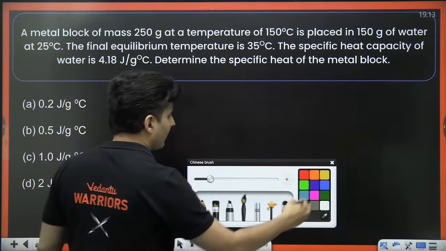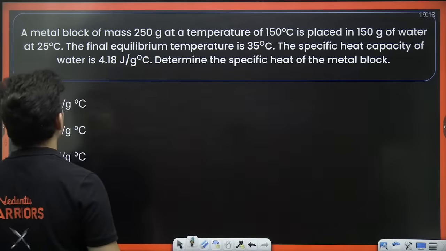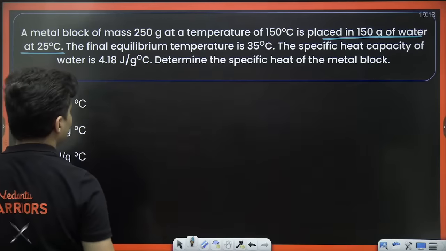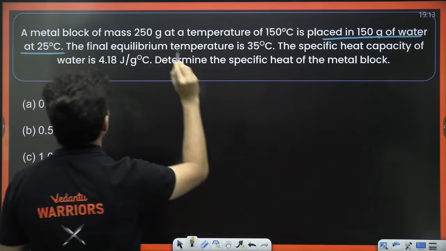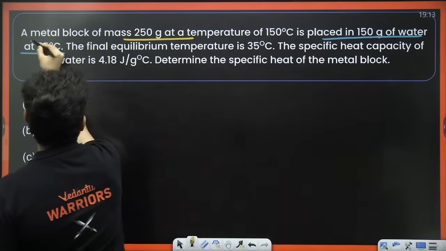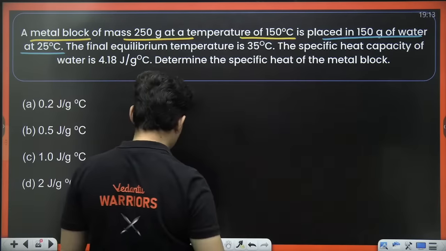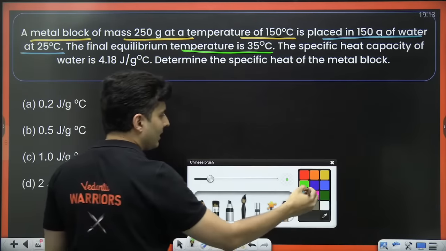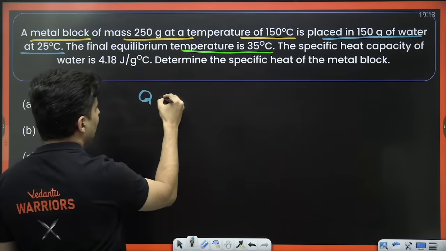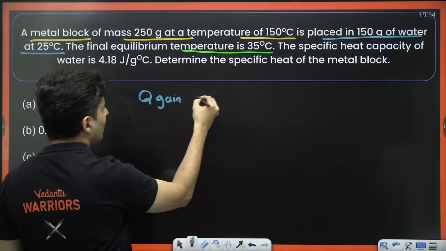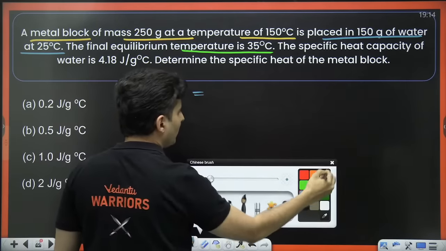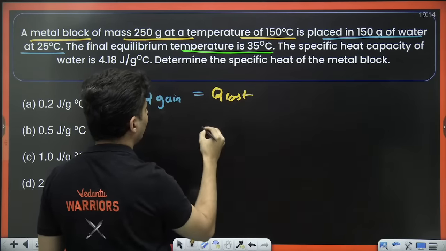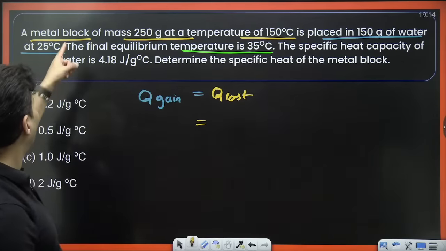So for this particular thing, identify who is the cold object. The cold object is 150 grams of water at 25 degrees Celsius. The hot object is this metal block at 150 degrees Celsius. The equilibrium temperature is 35. That's it. So I can say the heat gained will be equal to the heat which is lost by the hot body.